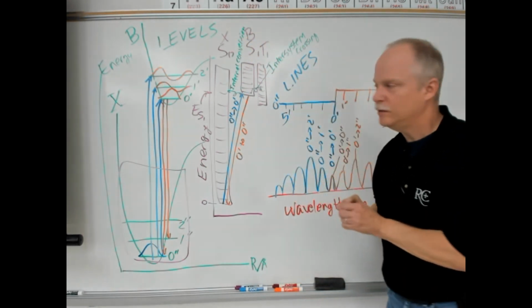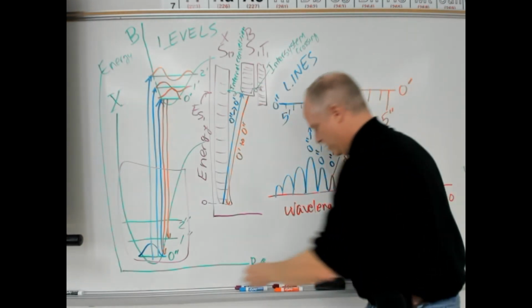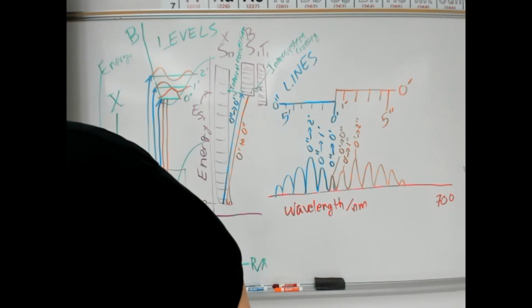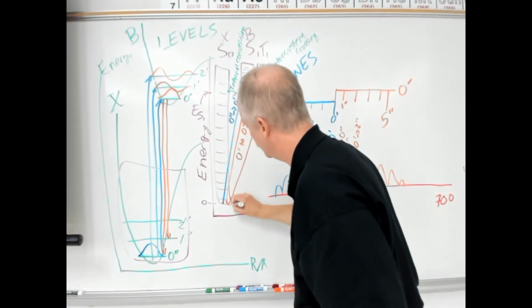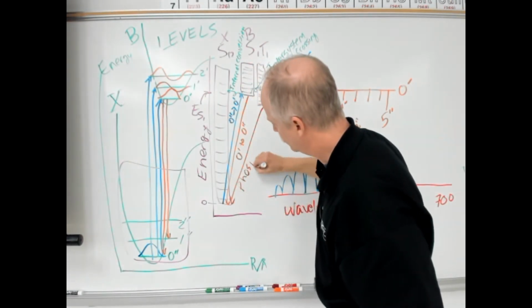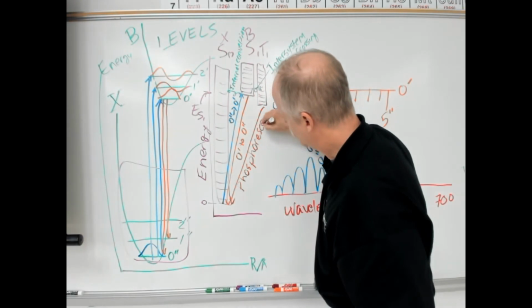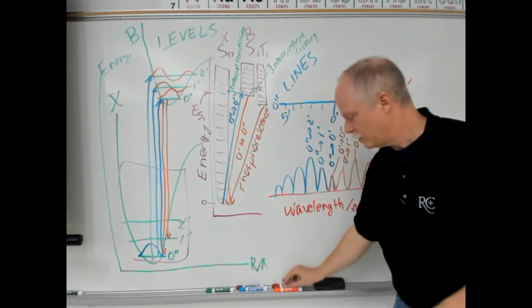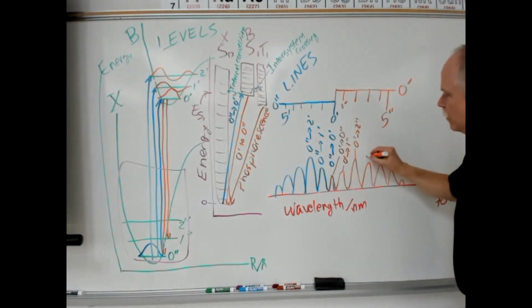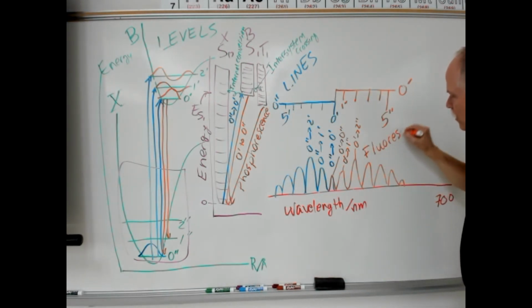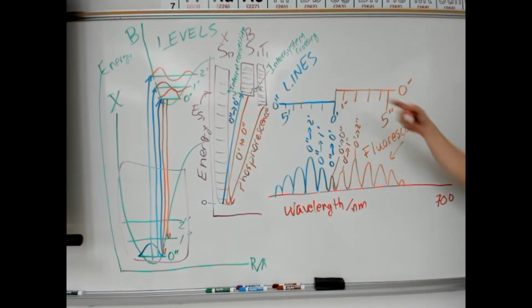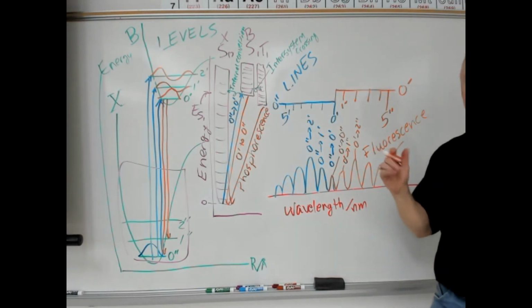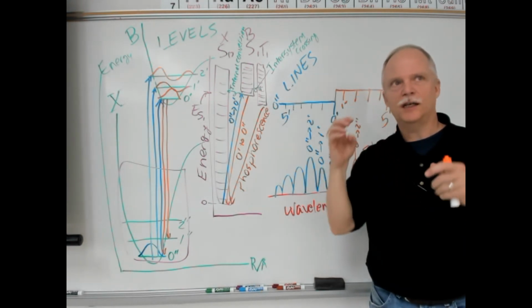I know it's kind of ugly. I'm trying to make the most busy page ever. And then if we get down here to the lower of the triplet state and we go down, that's phosphorescence. So I went ahead and labeled these fluorescence because my Jablonski diagram was too busy.